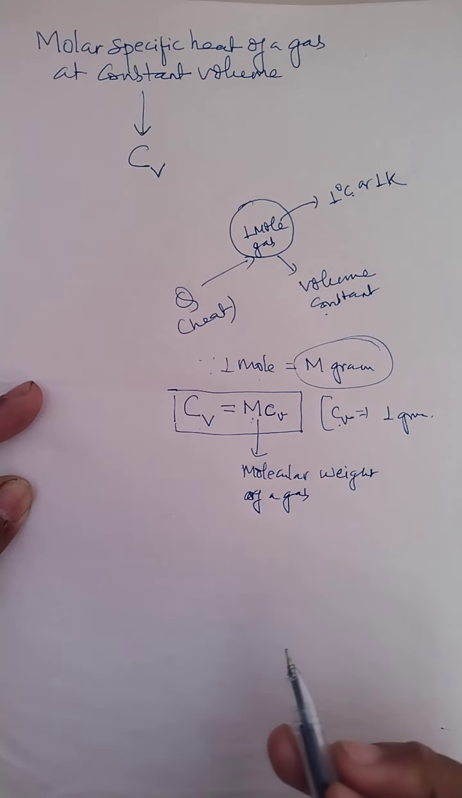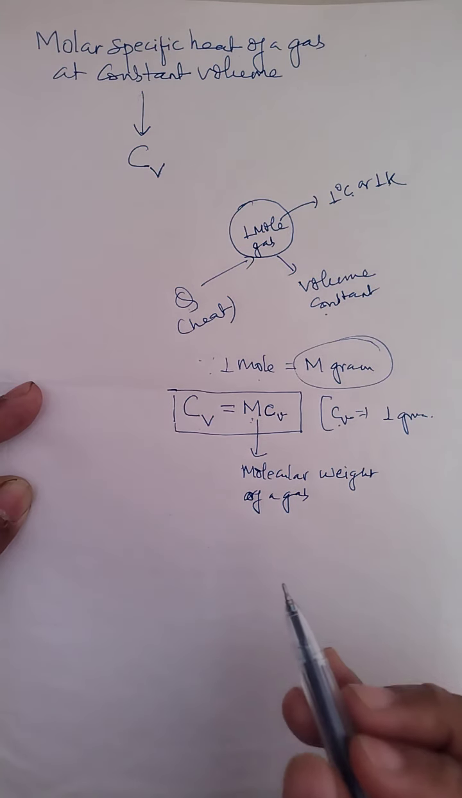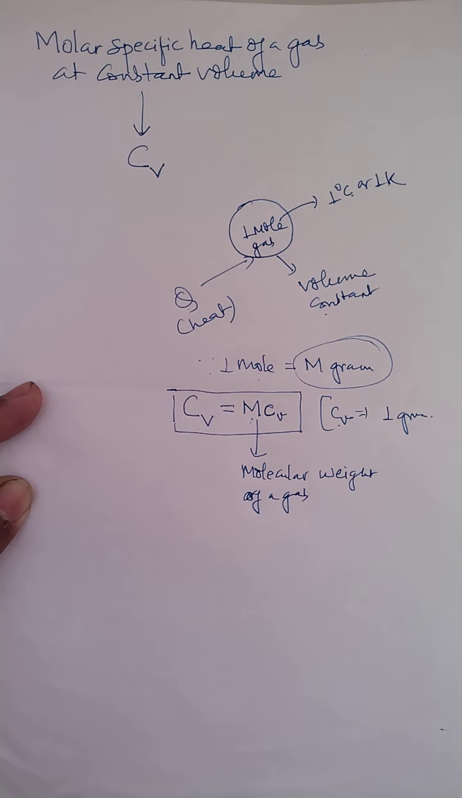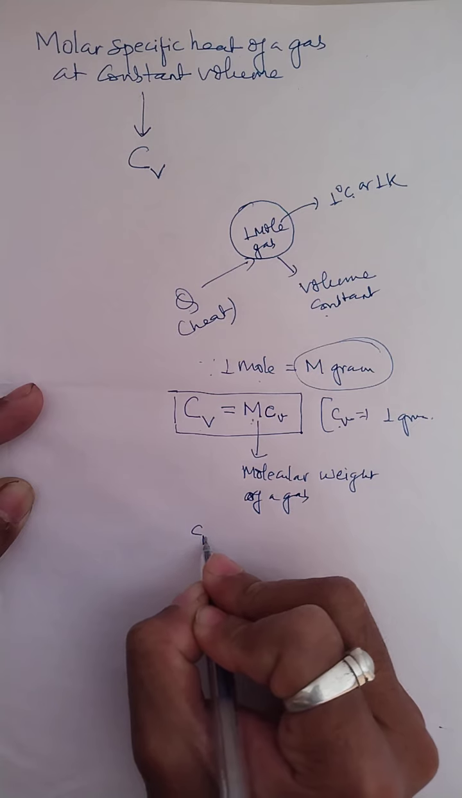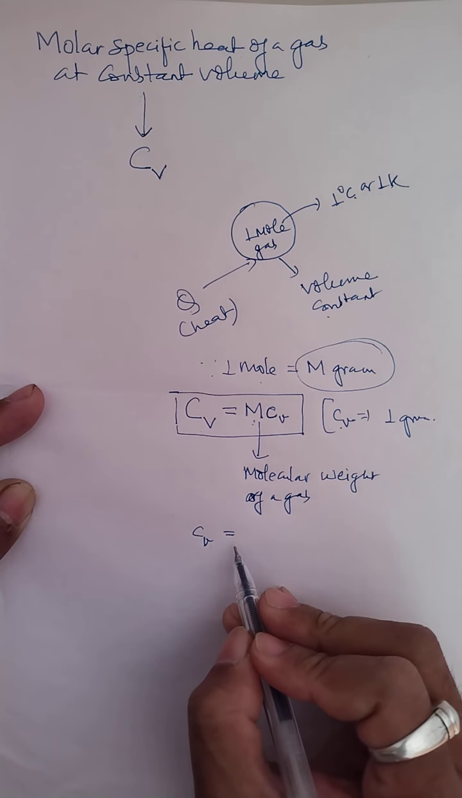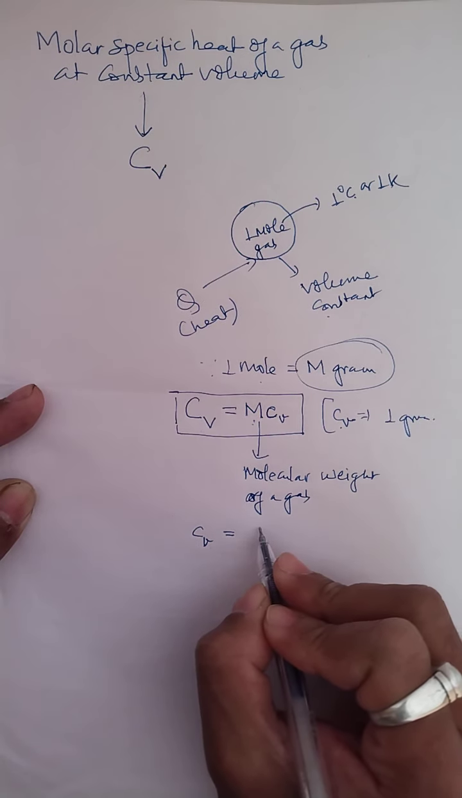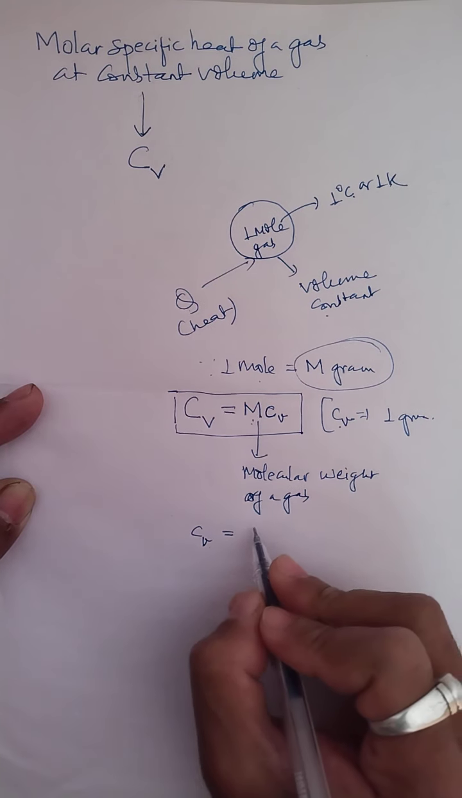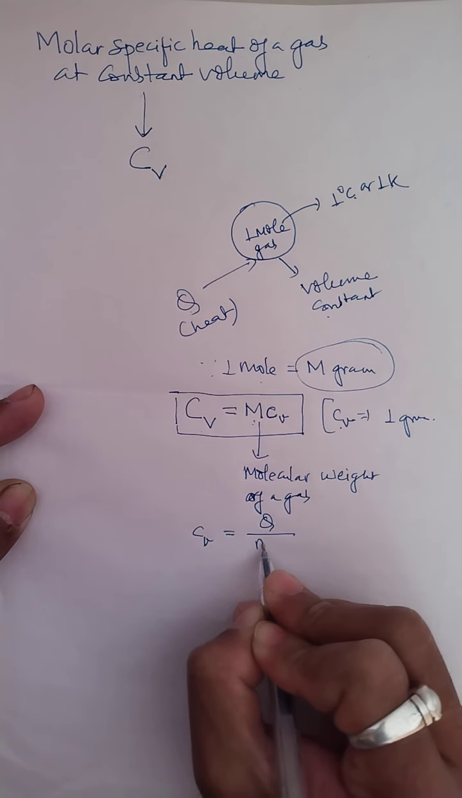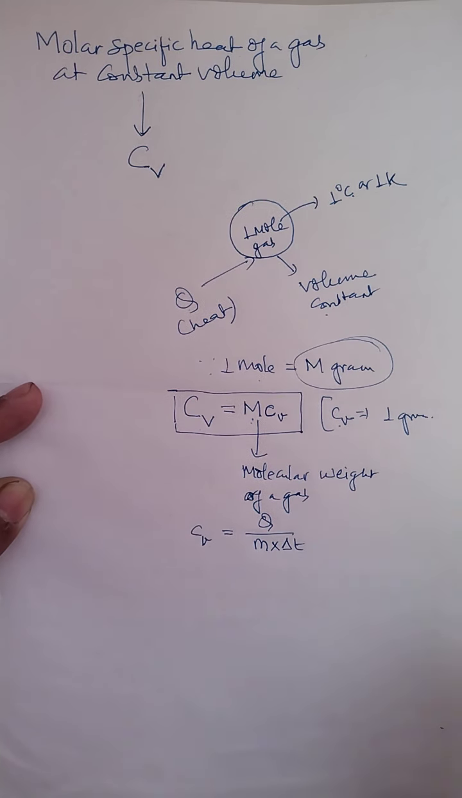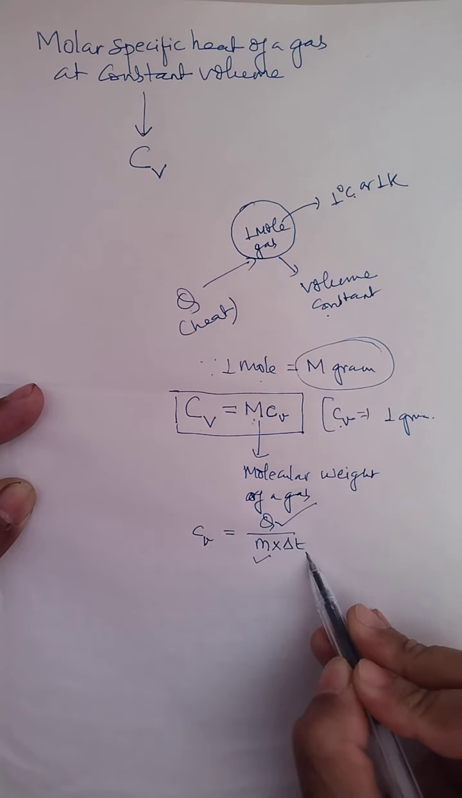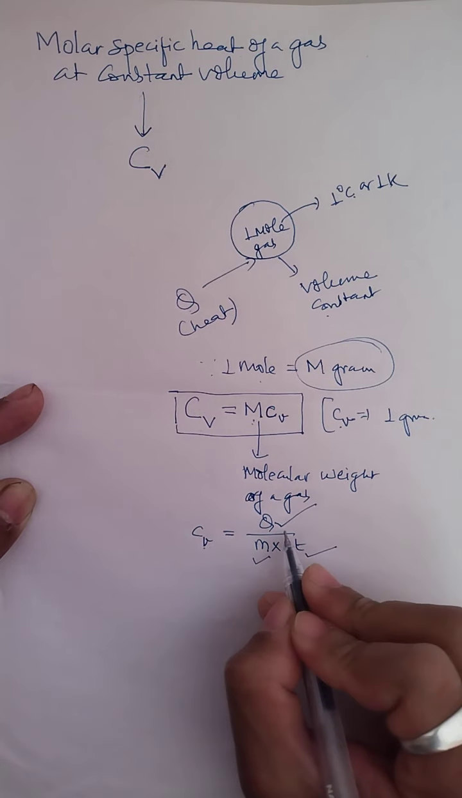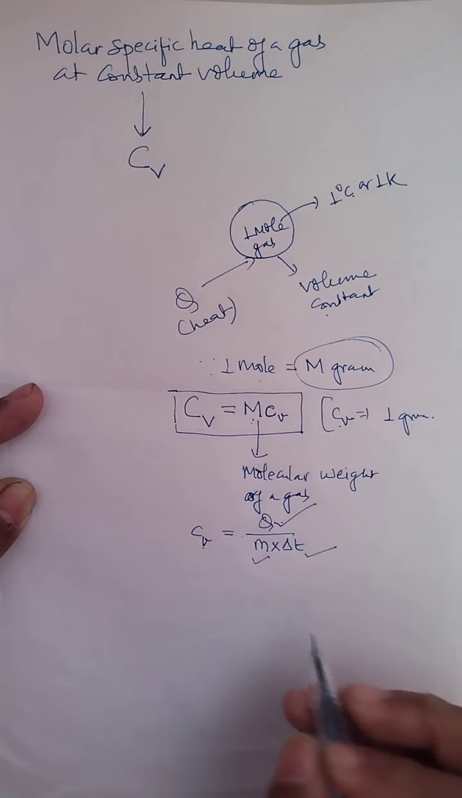Now this molar specific heat of gas can also be expressed by its unit. To understand the unit, let me write it down. Cv, the specific heat of gas, can be written as Q by m into delta T. If Q is the amount of heat energy supplied, m is the mass of the gas and delta T is the rise in temperature, then Cv equals Q by m delta T. We can write it this way also.